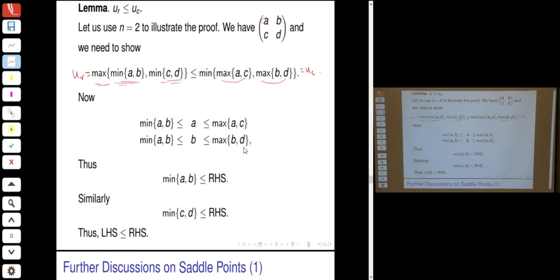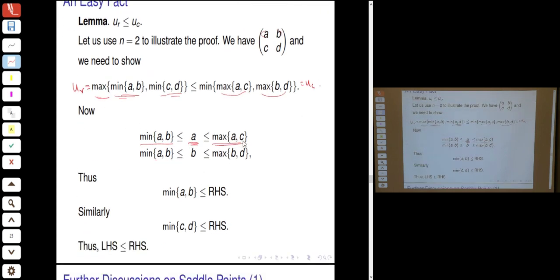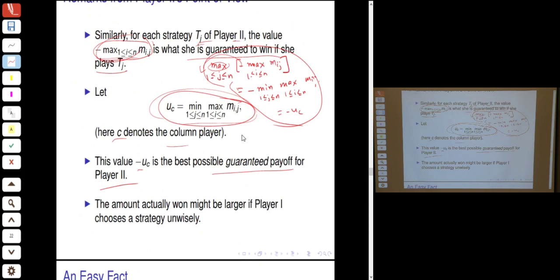So here are some simple inequalities. The minimum of A and B is clearly less than or equal to A, right? Because if A is smaller than B, then the minimum is A itself. But if B is smaller than A, then the minimum of A and B is equal to B, which is smaller than A. So in either case, the minimum of A and B is less than or equal to A. Similarly, A is less than or equal to the maximum of A and C, because the maximum of 2 numbers is always greater than or equal to both the numbers, right?